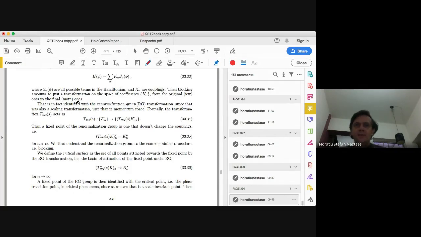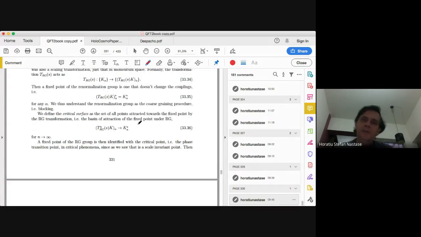This dependence on the scale, the momentum scale last time and x-space now, corresponds to the renormalization group transformation, since that was also a scale transformation. Last time it was really an RG transformation because it was in momentum space. So formally we say that this RG transformation, in the case of blocking, depends on the parameter of the block S, so this T_RG of S acts on the parameters K_alpha, and you get these new parameters T_RG(S) K_alpha.